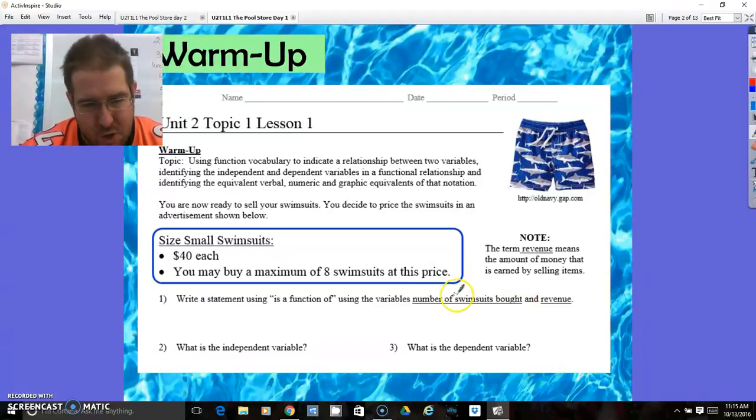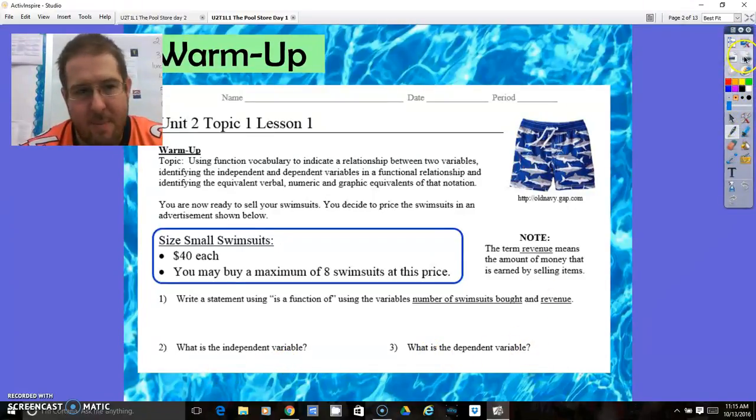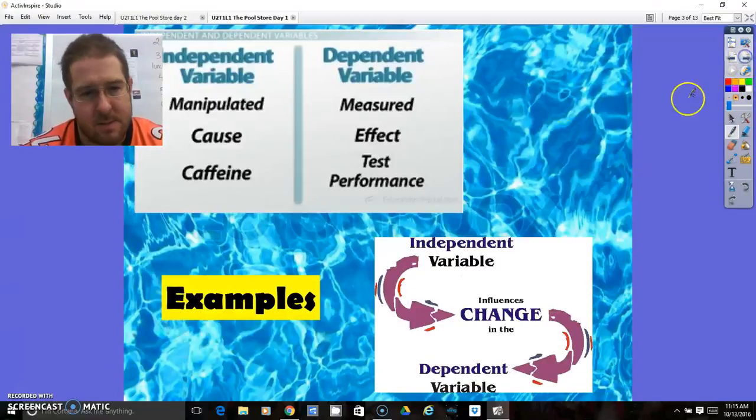So which one can I change? I can change how many swimsuits I bought. So that's the independent. So the revenue I make is a function of the number of swimsuits that were bought. What is the independent variable? That was the number of swimsuits that people bought. And the dependent variable is the amount of revenue I make. So the more swimsuits I sell, or the more swimsuits that get bought, the more revenue I'm going to make.